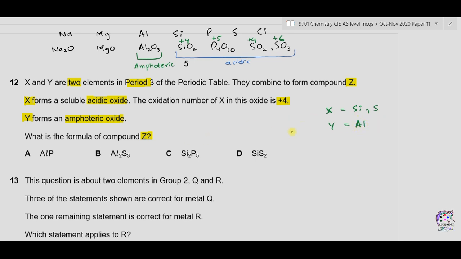As no silicon aluminum compound is given in the options, X is not silicon, it would be sulfur. Now aluminum is a metal and the oxidation state is +3, while sulfur is a non-metal and the oxidation state is -2. So the formula will be Al2S3. The correct option is therefore B.